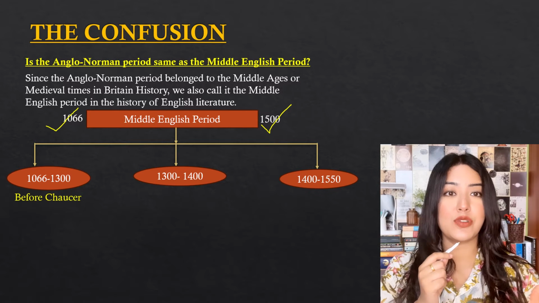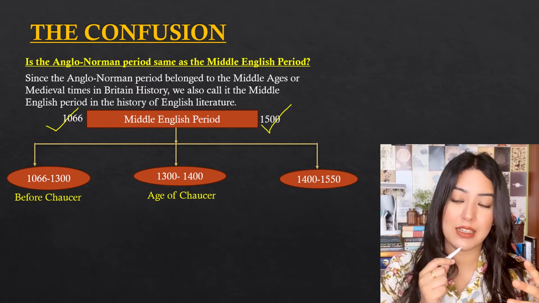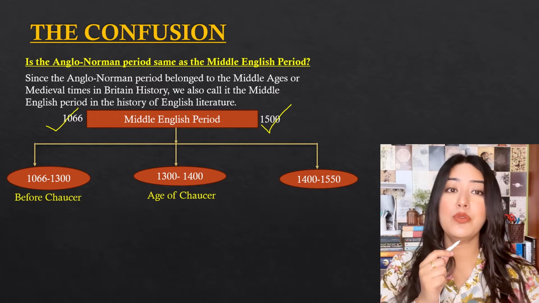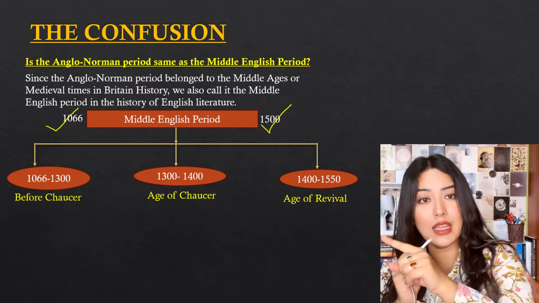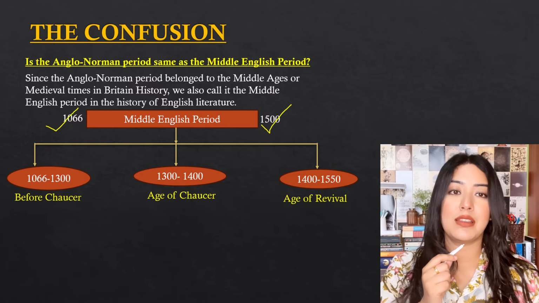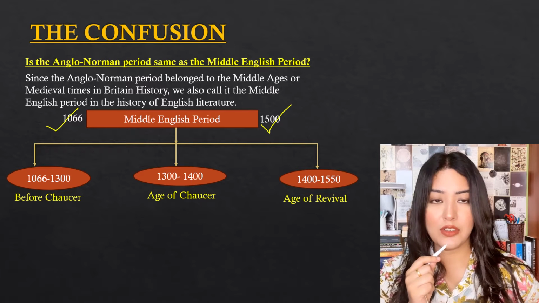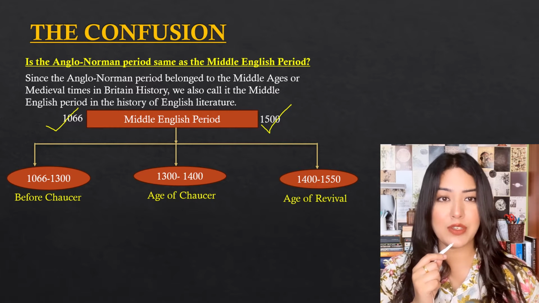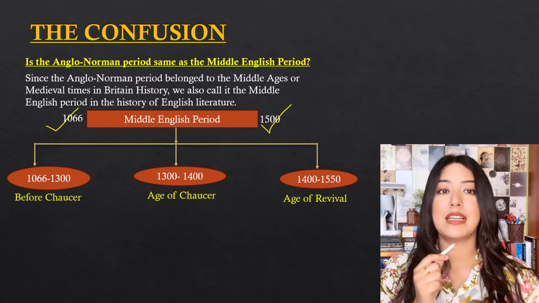The age of Chaucer is the 1300s to 1400s. And then from 1400 to 1500, it is the age of revival. So these three things taken together is the Middle English period. That is, say 1100, 1200s, 1300s, 1400s and 1500s. These centuries together make up the Middle English period.